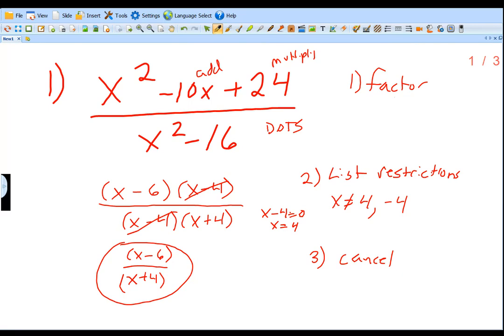Okay? Factor, list restrictions, cancel. That is our step. Let's take a look at another example.